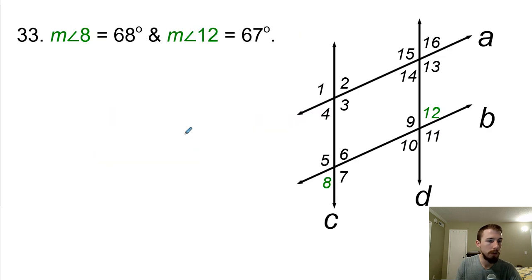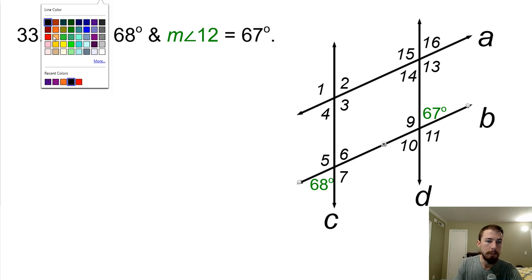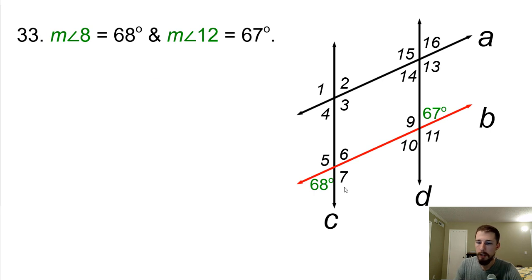Okay, cool. Number 33. So we have angle 8 is 68 degrees. Angle 12 is going to be 67 degrees. So the transversal relating those two is going to be line B. And then that means that we're proving C and D are either parallel or not parallel.